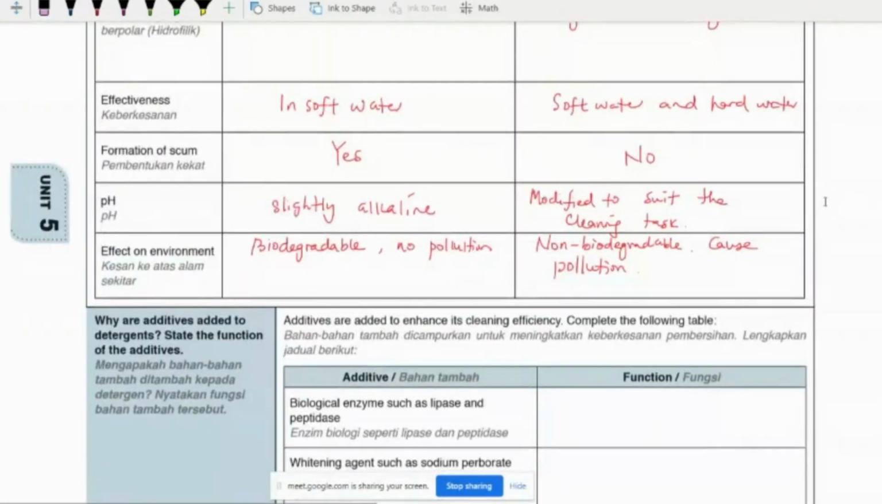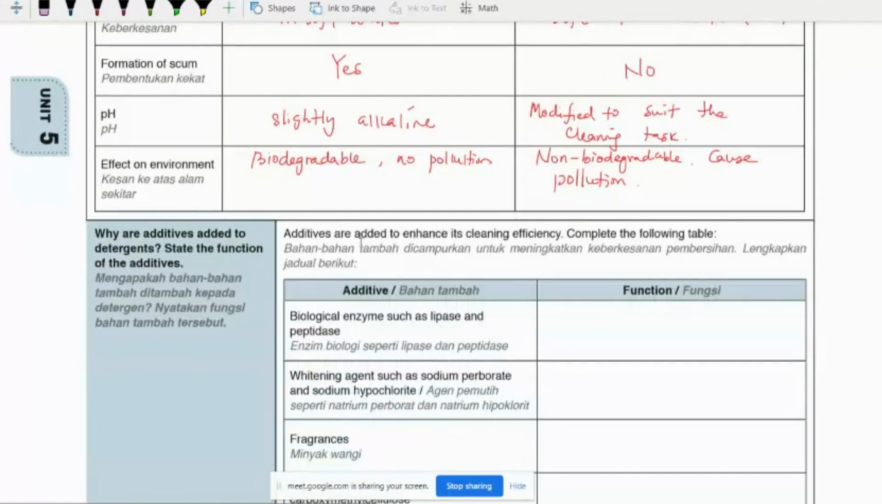So there are some additives added into the detergent, so that the detergent is even more powerful. Soap, normally we seldom use it for cleaning purposes now, maybe to wash your hands. But for washing clothes, normally we'll use detergent. There are some additives added to enhance the cleaning efficiency. So let's see what additives are normally added into the detergent.